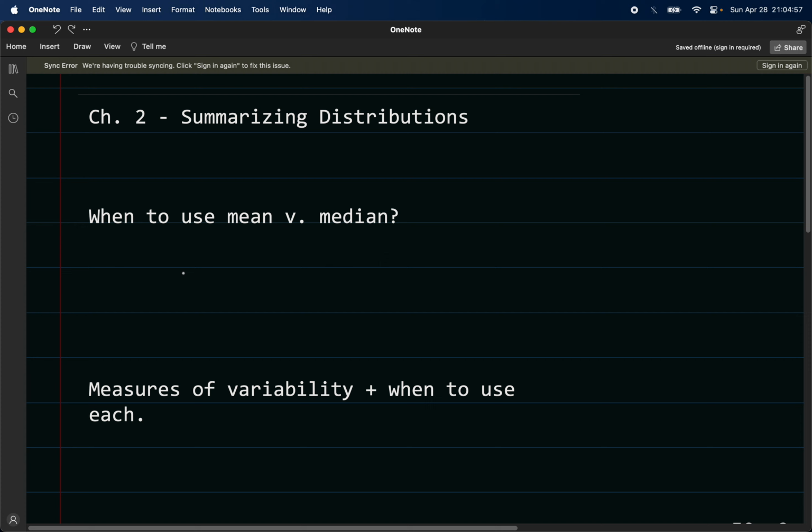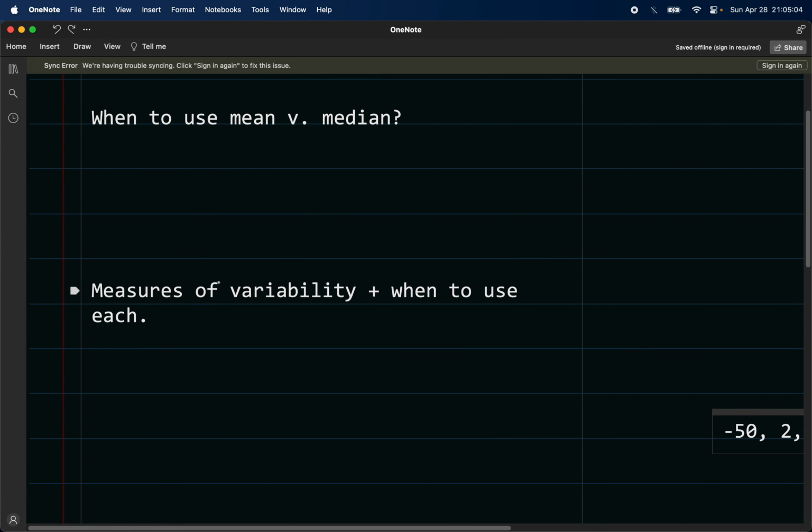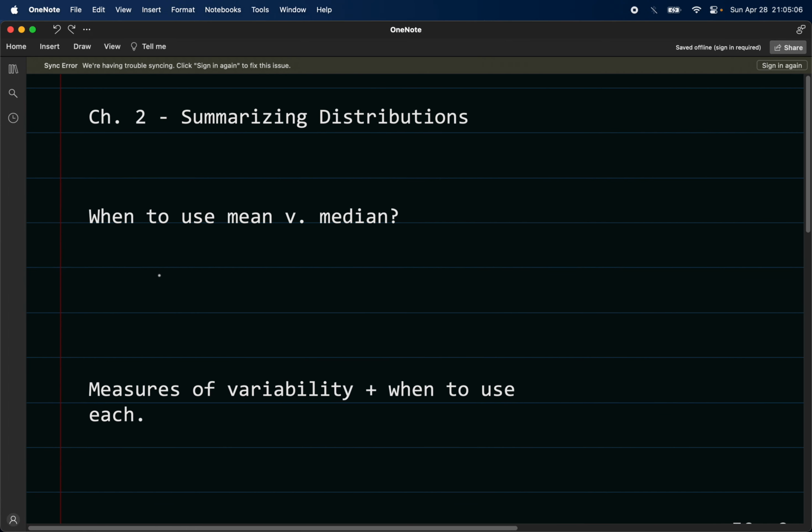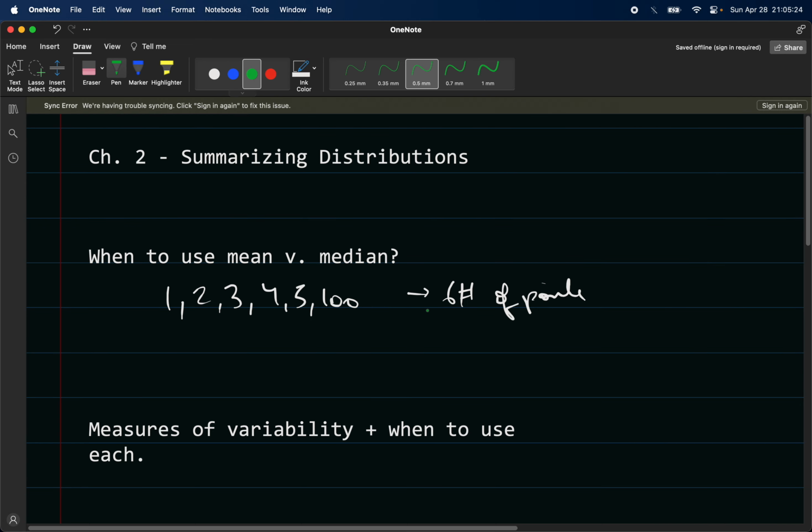Okay, let's get an example. Say your data is like this: 1, 2, 3, 4, 5, and then 100. Okay, so you have 6 data points, right? And just by looking at this data, you can kind of tell that this value 100 is kind of off. It doesn't really belong here, but it's here, right?